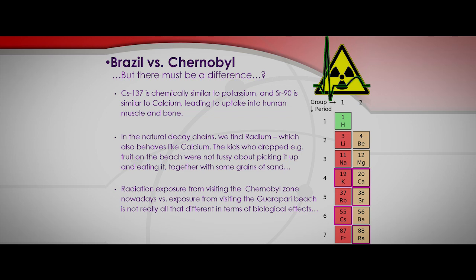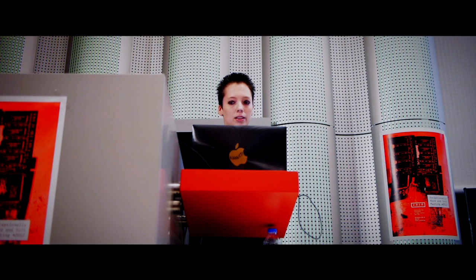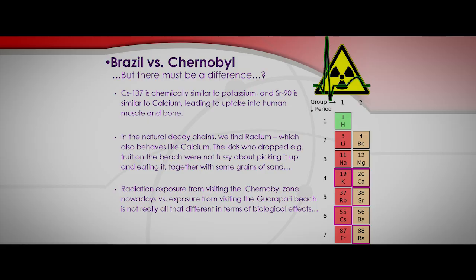Now, cesium-137 is chemically similar to potassium. You can see a little snippet of the periodic table here. There are the alkali metals and the alkaline earth metals, and you can see that potassium and cesium are in the same group, as well as calcium and, for example, strontium or radium. So in the natural decay chains, you will find radium, which behaves like calcium, which again behaves like strontium. If you incorporate that, it migrates to the bone and stays there for many years, basically. It has a so-called biological half-life of 20 years.